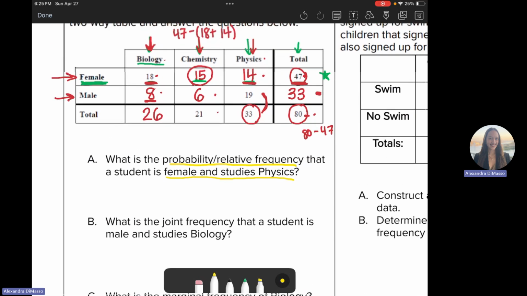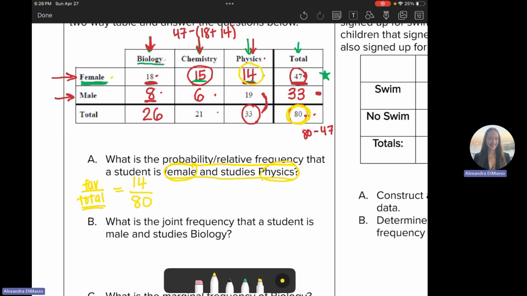So I'm going to come back up to my chart here. I'm going to look for female that studies physics, and I see that is 14 total girls, right? That would be the favorable number. But the total is how many people overall do I have? And I've got 80 people in total that are part of this study.